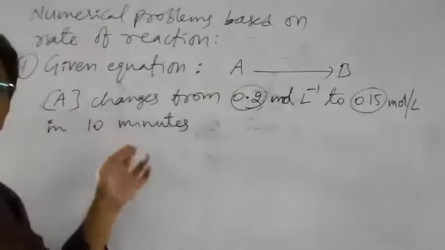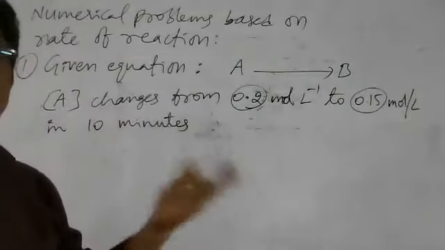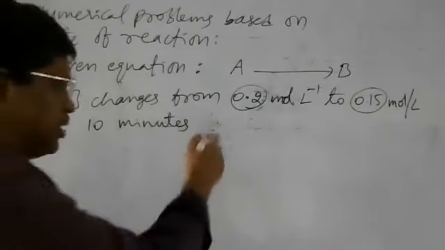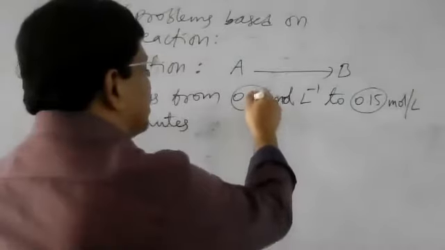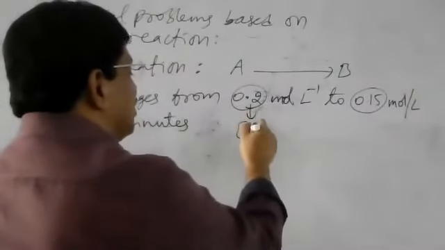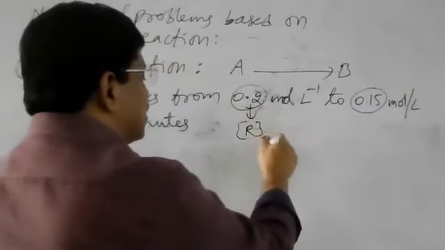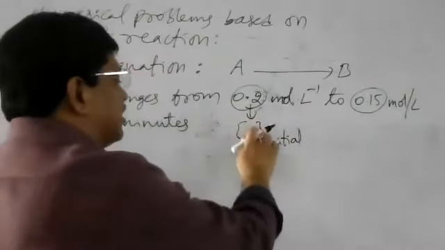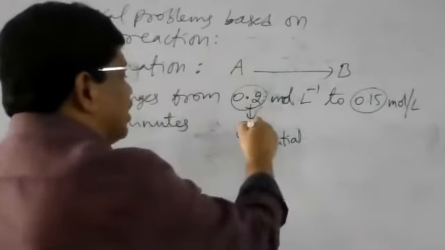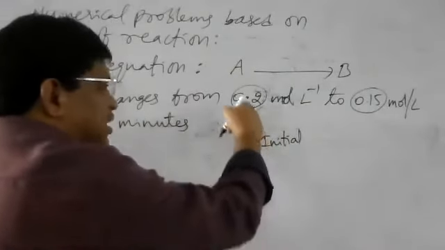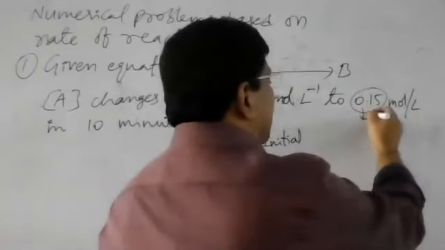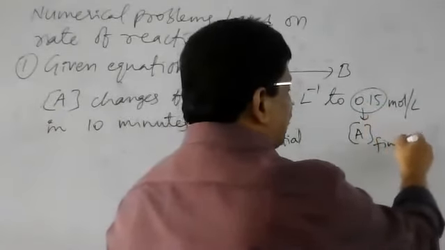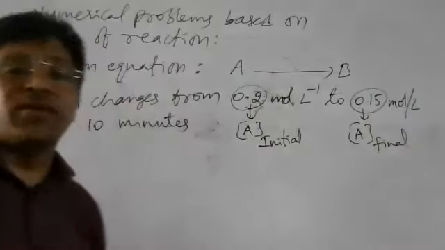And what is the time interval here? Delta T is 10 minutes. Now, is 0.2 the initial concentration or the final concentration? It is the initial concentration of the reactant, which is A. So the initial concentration of reactant A is 0.2. And 0.15 is the final concentration of A that is given.